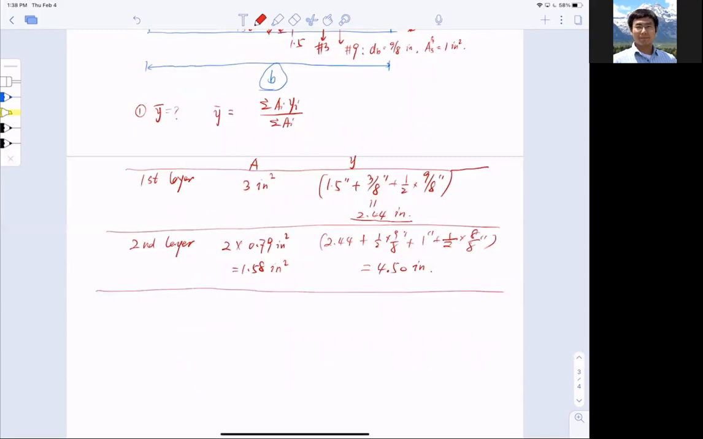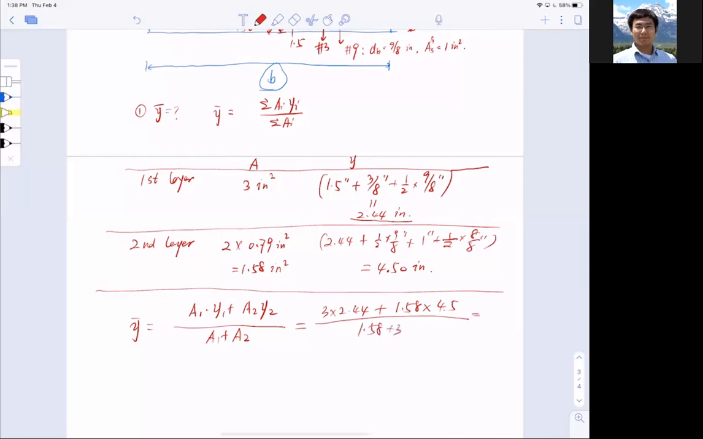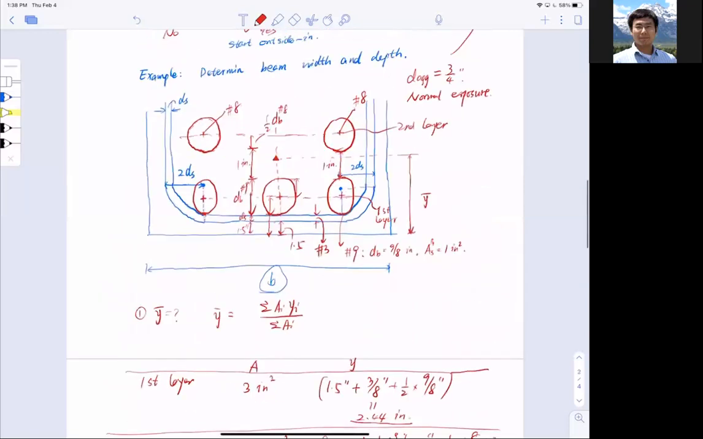All right, so now I can bring this to the equation: y bar equals a1 y1 plus a2 y2 divided by a1 plus a2. So 3 multiplied by 2.44 plus 1.58 multiplied by 4.5, divided by 1.58 plus 3. So I got this to be 3.15 inch. Now I'm looking for y bar because I need the depths.